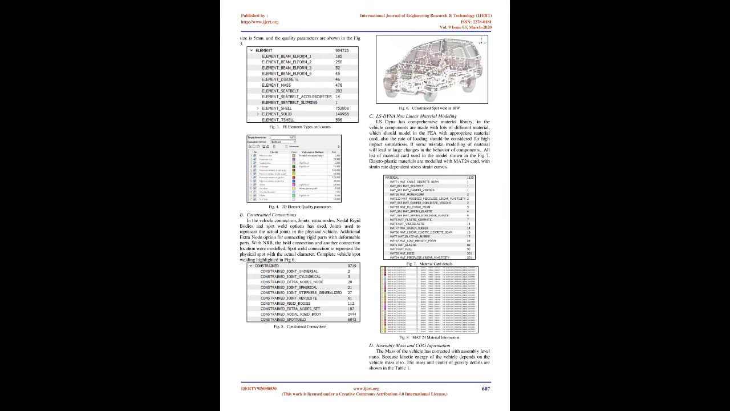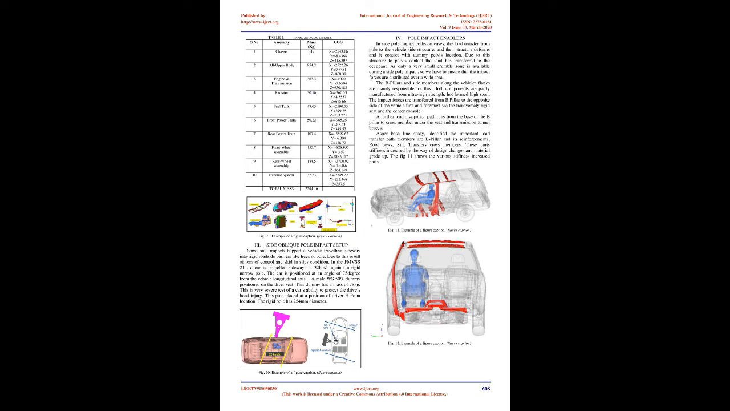Constrained connections. In the vehicle connection, joints, extra nodes, nodal rigid bodies, and spot weld options have been used. Joints represent the actual joints in the physical vehicle. The extra node option is used for connecting rigid parts with deformable parts. With NRB, the bolt connections and other connection locations were modeled. Spot weld connections represent the physical spot welds with the actual diameter. Complete vehicle spot welding is highlighted in Fig 6.